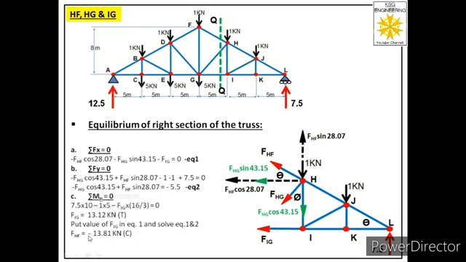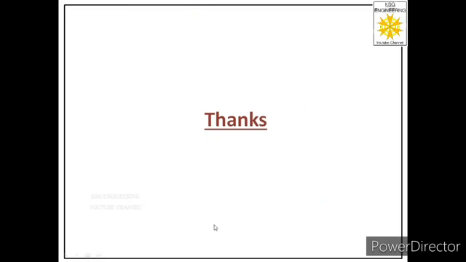So we got a negative sign, so it will be a compressive force. Then we will get the value of FHG as minus 1.37 kilonewton. So we got a negative sign, so this will also be a compressive force. So we have found the forces in these three members of the truss. So I hope this numerical is clear to you. Thank you very much.